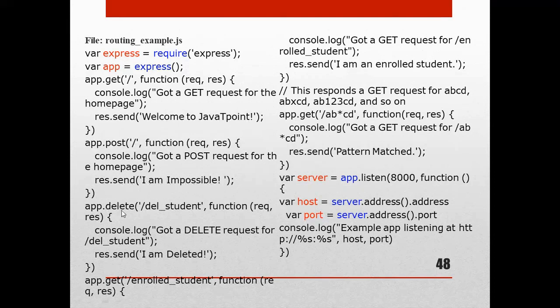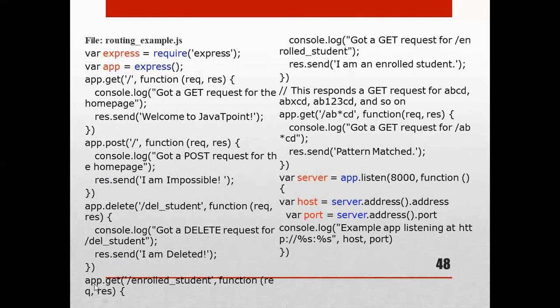Then app.delete, here /del_student page. It contains the function with the parameters request and response. It contains the body with the message console.log "Got a DELETE request for /del_student". These are the pages here. So it sends the response like "I am deleted" using response.send.